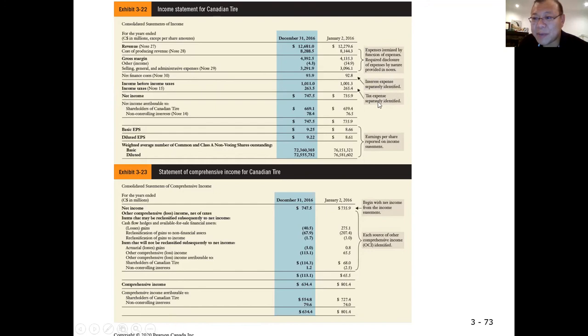Tax expenses are separately identified, income tax expenses. I think there's a reason for this, because of the user. Keep in mind the user. Creditors are users, so they want to take a look at what the interest expenses are. And the government, maybe CRA, is also a user. They want to know what the tax expenses are.